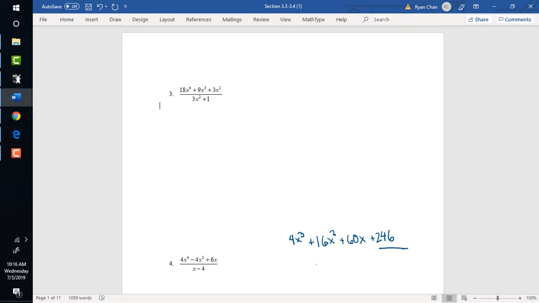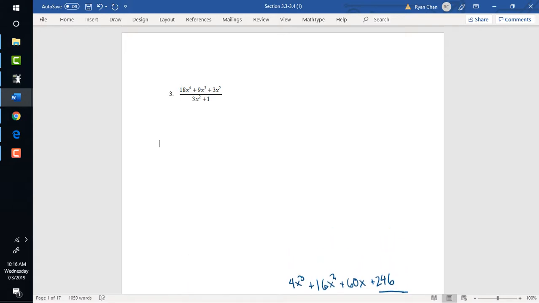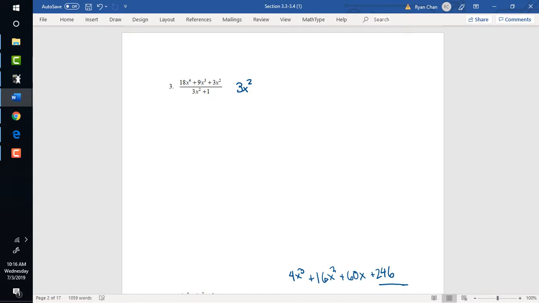Okay, so let's take a look at one more, which is number 3 here. So the bottom part, notice I have 3x squared plus 1. I need to insert a 0x, okay, because just like for the top part, I want to make sure it's in standard form and it's going down by 1 degree.